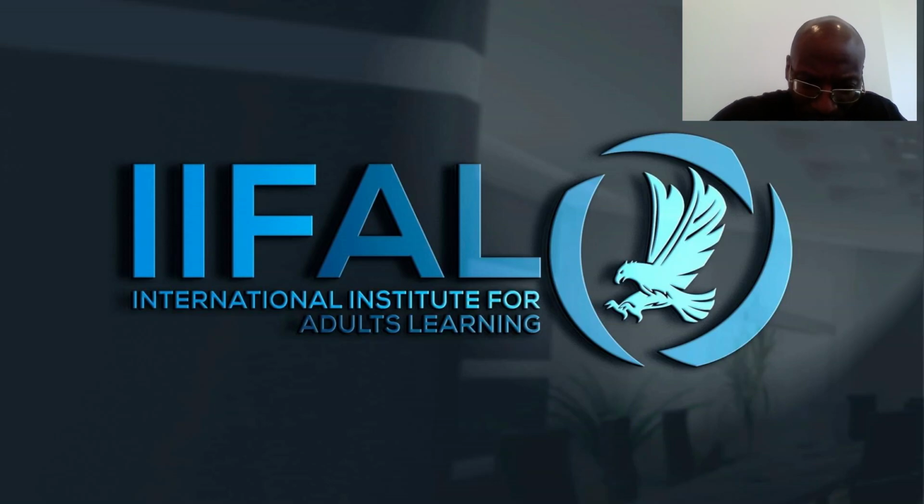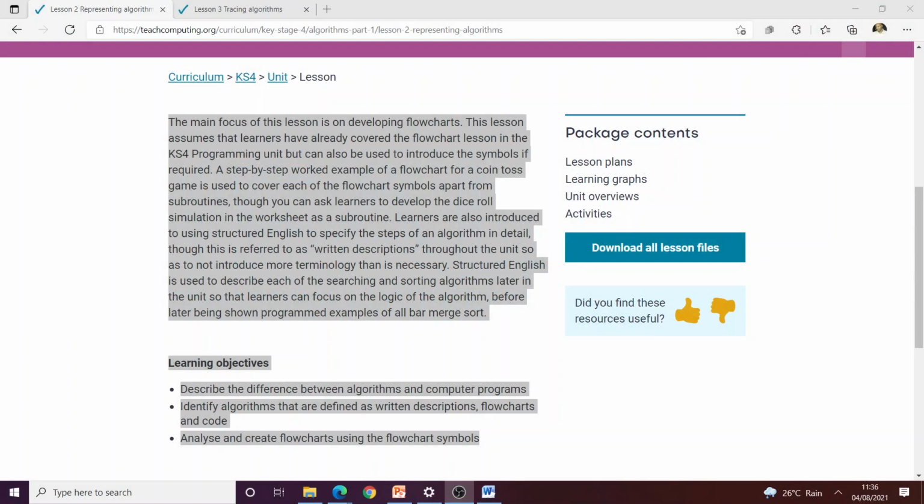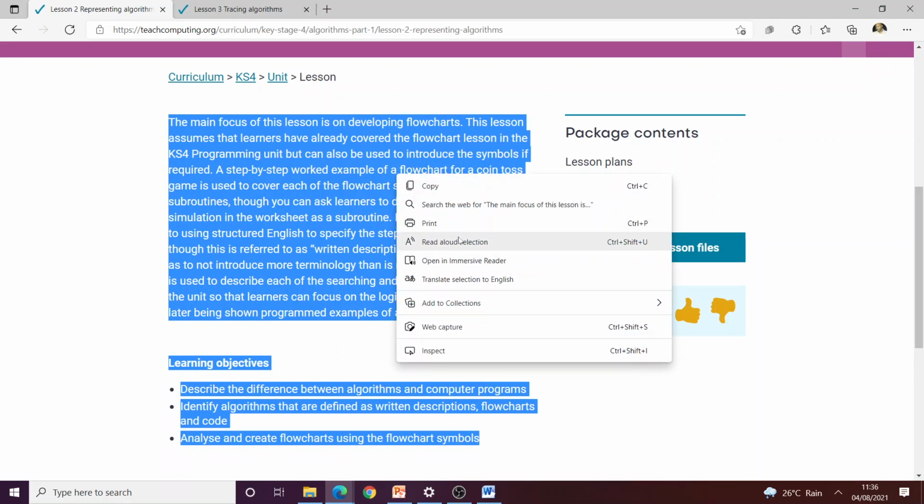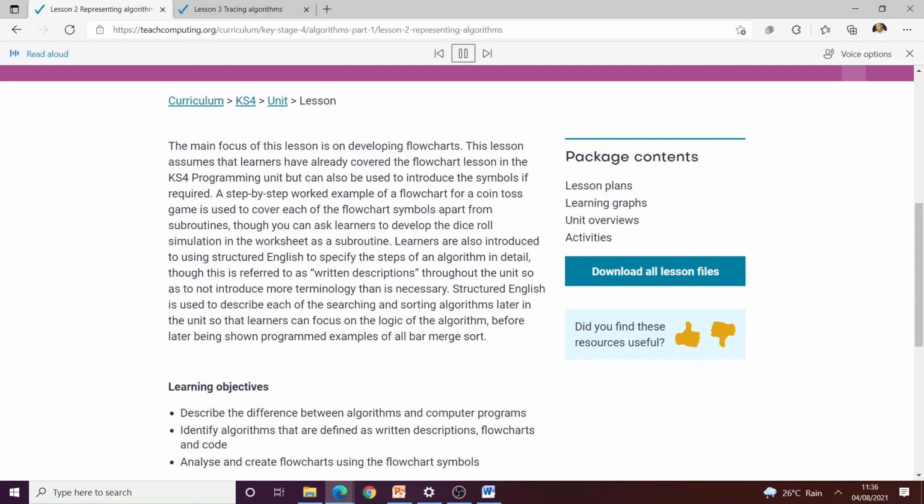Okay, first I'm selecting the words that I'm going to be using. I'm going to bring it to full screen so you can see what's happening, and you're going to listen to what we're going to be doing for today. Let me bring it across with my mouse, right click on these words, read aloud this section.